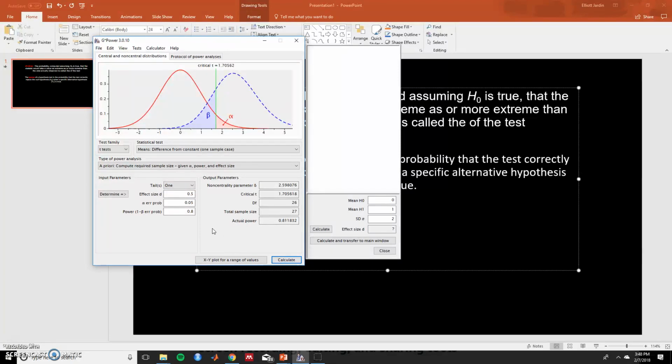Another thing that increases power is having a larger effect size. So what that means is that the larger the group differences are, the more likely you are to find a significant result. So right now, the effect size is 0.5, which is actually already pretty large. But if we were to change it to 0.8, you would see that the sample size will shrink.